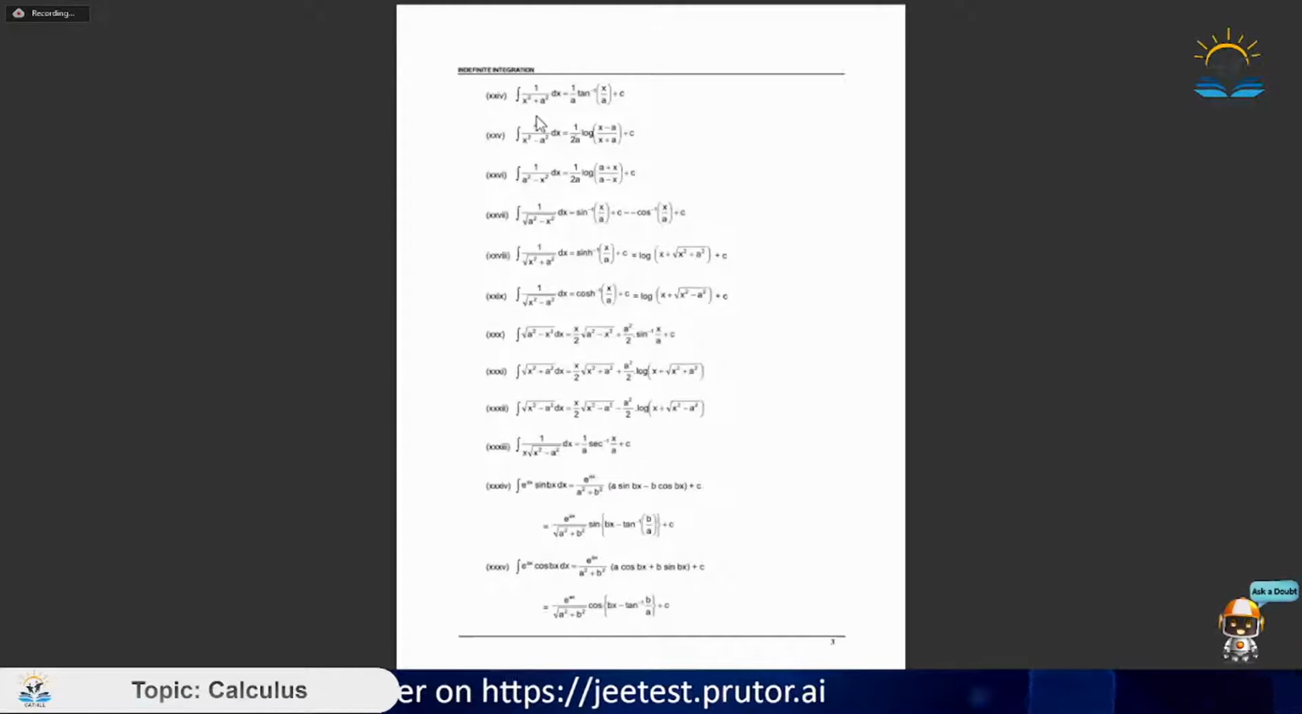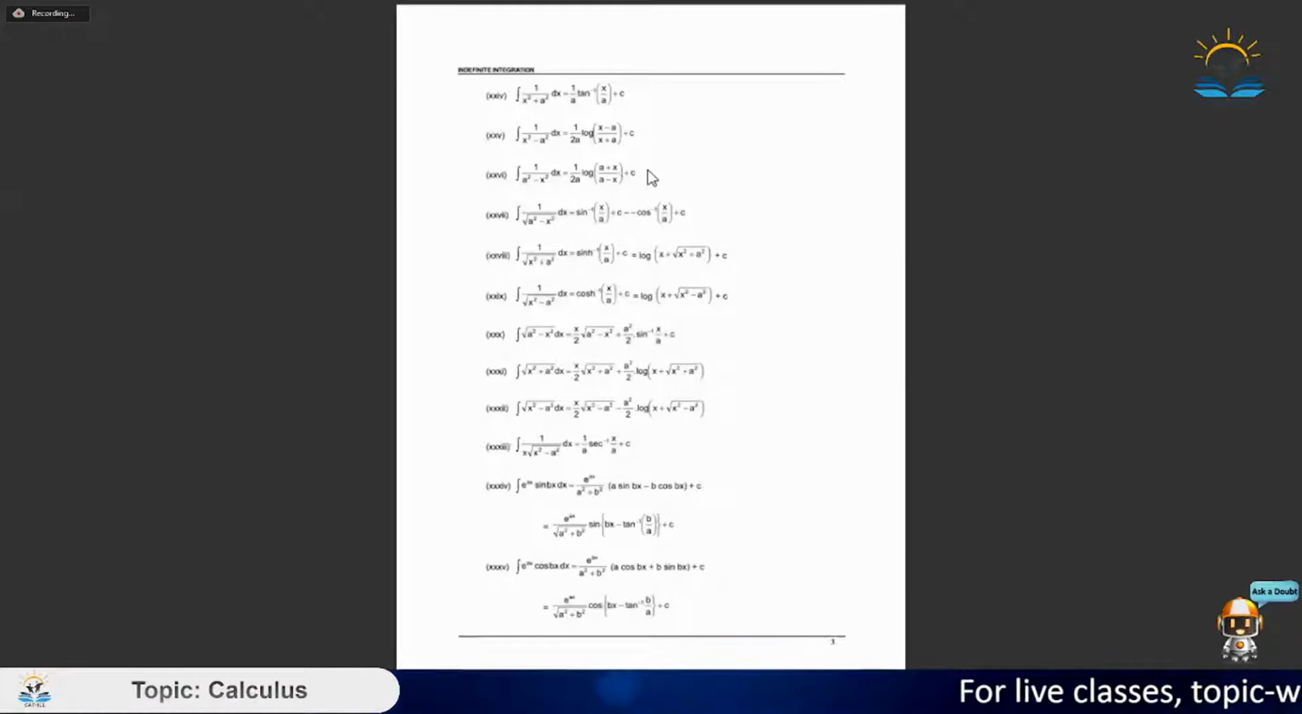So integration of 1 by x square plus a square dx is 1 by a tan inverse x by a plus c. Integration of 1 by x square minus a square is 1 by 2a log of x minus a upon x plus a. 1 by a square minus x square dx is 1 by 2a log of a plus x upon a minus x.